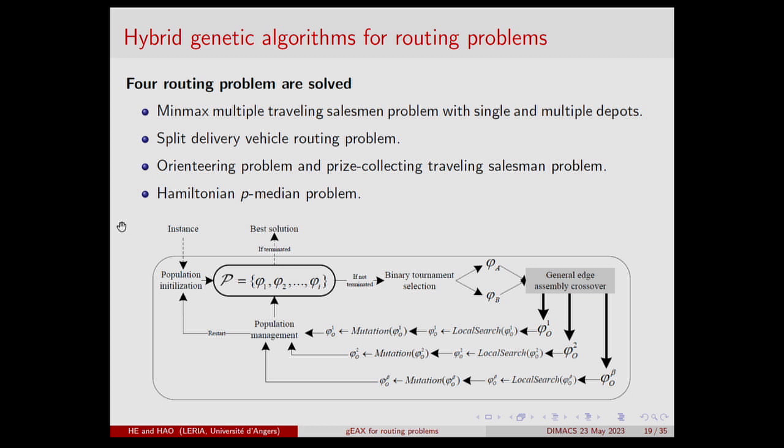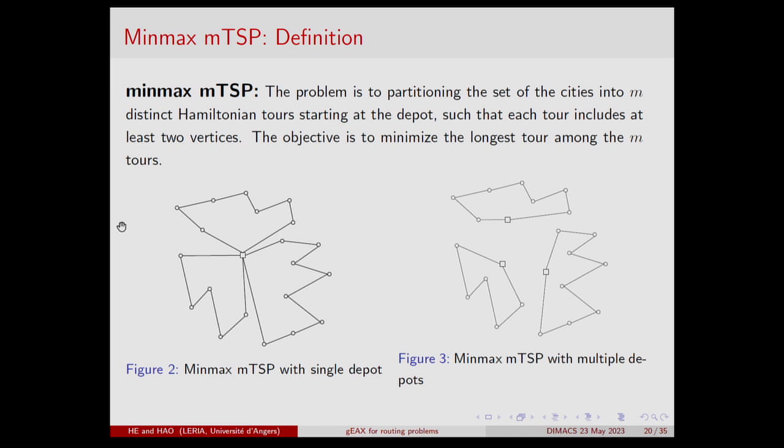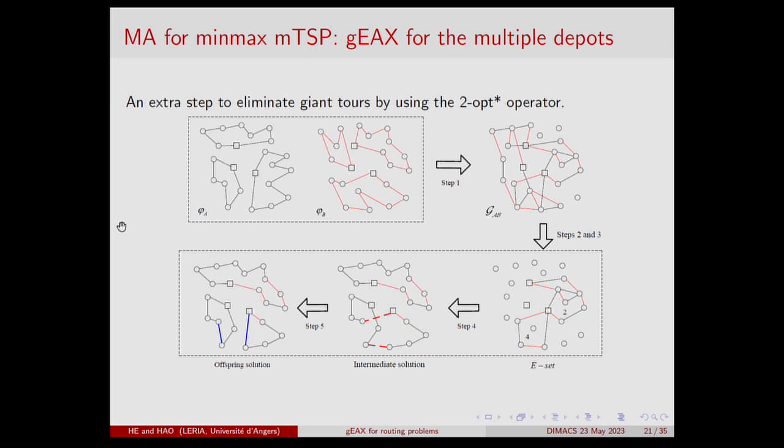Some components can be removed, indeed, such as mutation. For the MIMAX MTSP, there are two variants, the single depot and the multi-depots. However, when we use the GEX to produce offspring solutions, we meet some problems. For the multi-depots, we can easily find this one is obviously infeasible, because in this intermediate solution, we have a giant tour where two depots are visited by a single route. So the 2-opt* operator is used to partition such a giant tour.